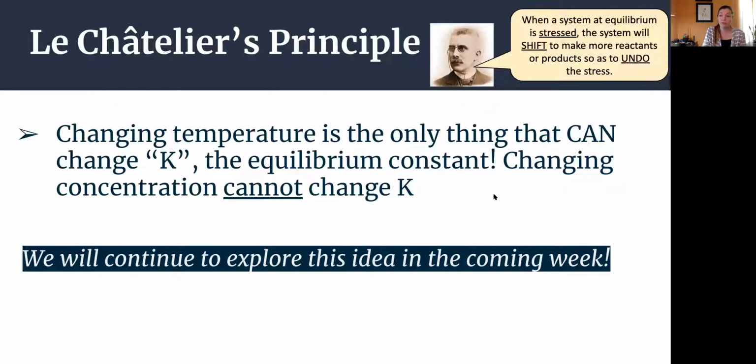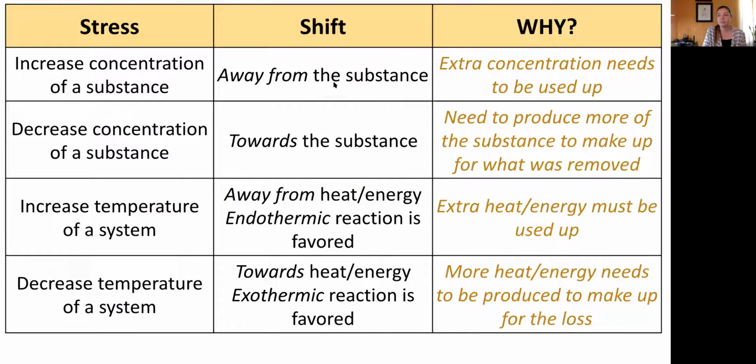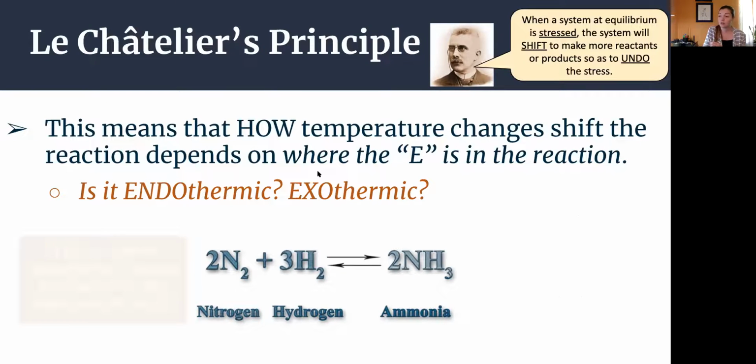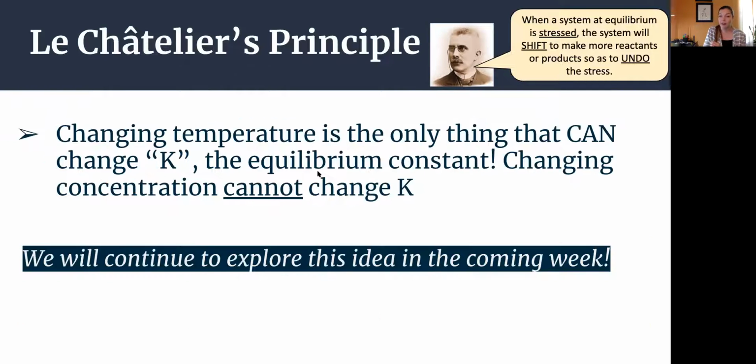And then just a quick final note here, changing the temperature is the only thing that can change K. So all of these other shifts, we're just going to reestablish K. We mess it up, that same value for K is going to reestablish with the new concentrations. When you change the temperature, we can actually change what that value is. The K at 100 degrees Celsius is going to be different than the K at 0 degrees Celsius. So that's the equilibrium constant, remember. Changing concentration, so adding more reactant or more product or taking away reactant or product isn't going to change this.